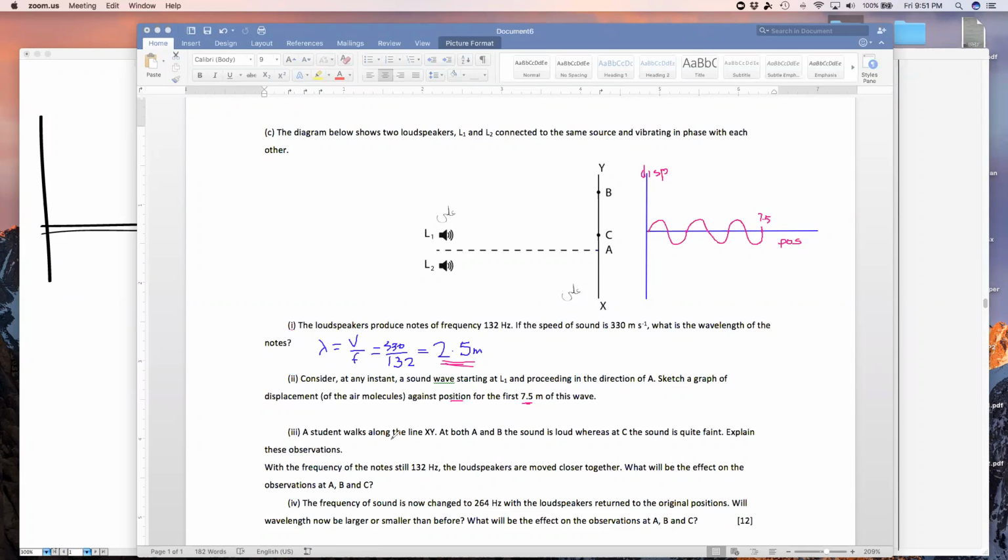We good? A student walks along the line XY. At both A and B, the sound is loud, whereas at C, the sound is quite faint. Explain these observations. Why is the sound loud here? Because of constructive interference. And why is it loud here? Again, because of constructive interference. And why is it soft at C? Because of destructive interference.